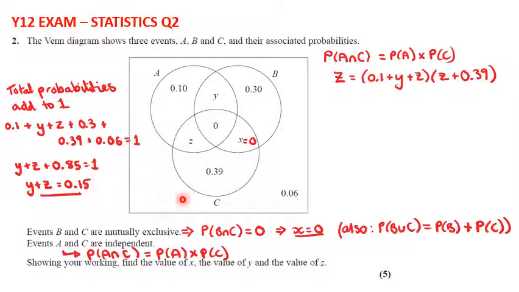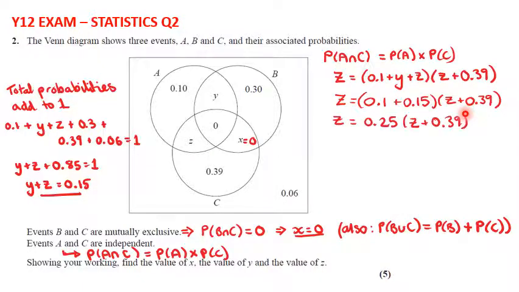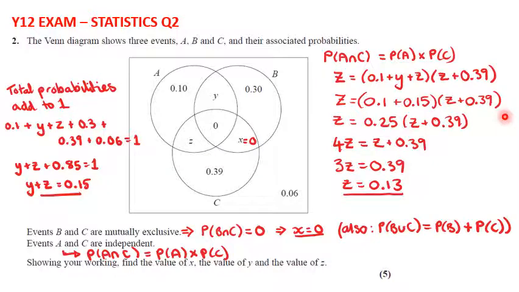That's quite handy because I can actually pop this straight back in over here to Y plus Z. So instead of Y plus Z here, I've got 0.15, and now I can solve this. Z is 0.25 times that bracket, or a quarter of that, so multiply both sides by 4, subtract the Z, divide by 3, I found Z. Looking back at this equation then, Y plus Z is 0.15, means that I can find Y is 0.02. Putting those all back in, I could do a double check that all of those probabilities add up to 1.